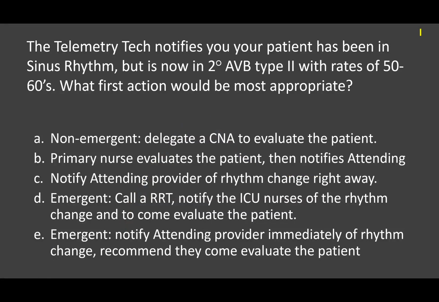The telemetry tech notifies you your patient has been in sinus rhythm, but is now in second degree AVB Type II with rates of 50 to 60s. So we're bradycardic. What first action would be most appropriate? And so this is a question of your patient has a new rhythm, a slower rhythm. How do you address that?